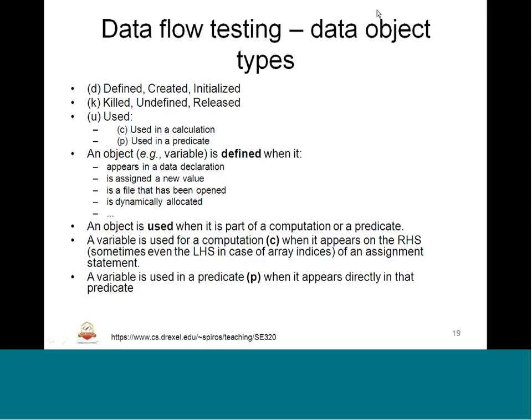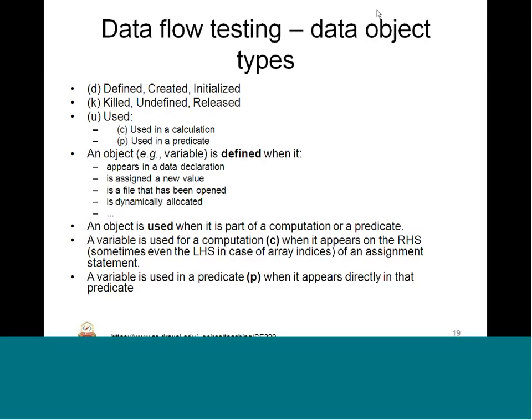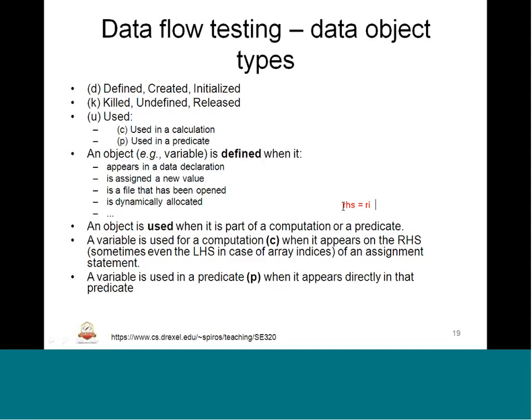Just for your understanding, RHS is right hand side, LHS is left hand side. Accordingly the variables are computed. A variable is used in a predicate when it appears directly in that predicate. That means a variable can be used as a predicate by itself.